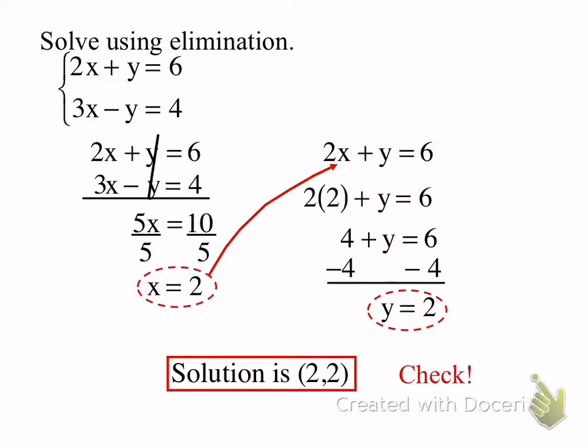Okay, so we can always check our solution. I substitute 2, 2. Okay, I'm substituting in mentally. 2 times 2 plus 2, does that equal 6? Yep, and 3 times 2 minus 2, does that equal 4? Yeah, so it works. The good thing is there's always a quick check there.